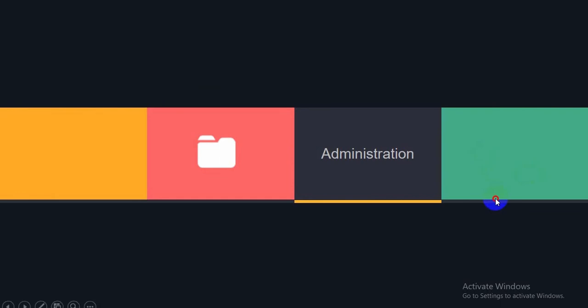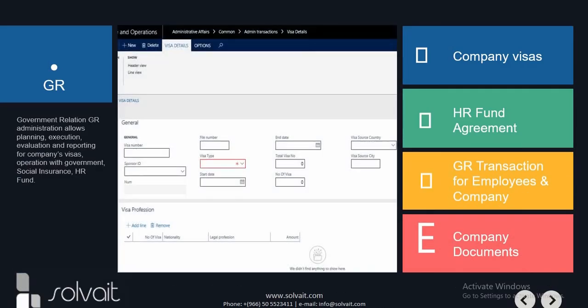Solvait administration. Solvait administration allows you to manage company visas, HR fund agreement, government relations transactions for employees and company, in addition to company documents. Government relation administration allows planning, execution, evaluation, and reporting for companies' visas, operation with government, social insurance, and HR fund.